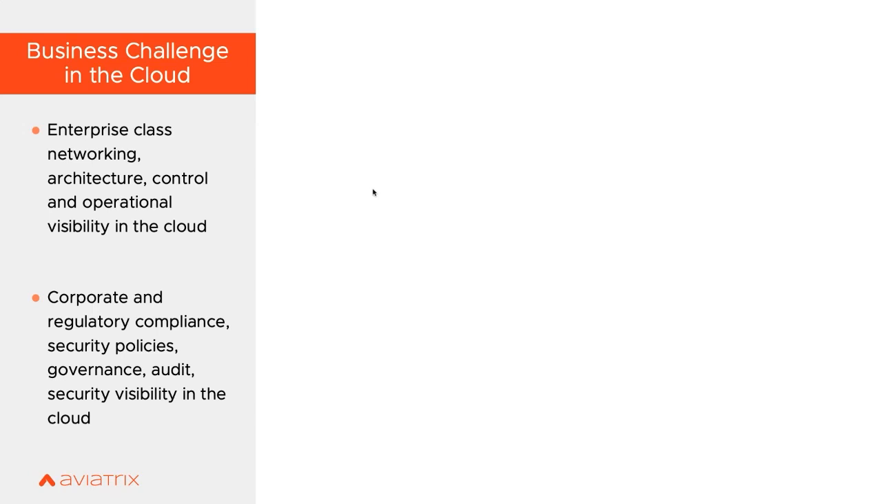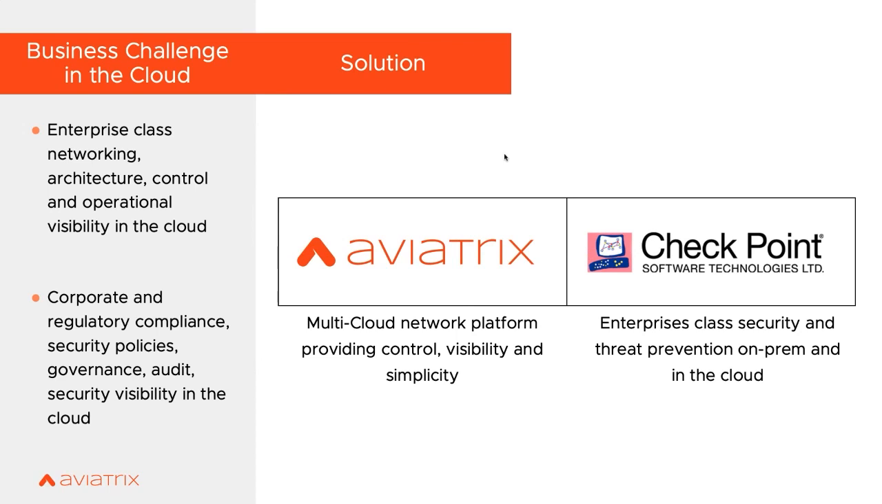You need to provide the compliance. You need to make sure your auditing is passing, and you need to make sure you're providing proper security visibility in the cloud. And this is exactly the challenge we are solving together as one. So Aviatrix provides the multi-cloud networking platform with proper control and visibility that an enterprise needs. And then CheckPoint comes in with their enterprise class security and threat prevention, not only for the on-prem, but in the cloud world as well.